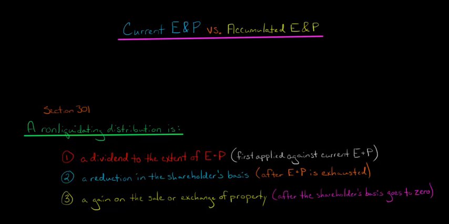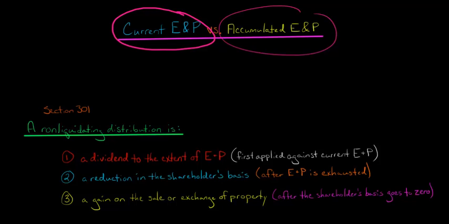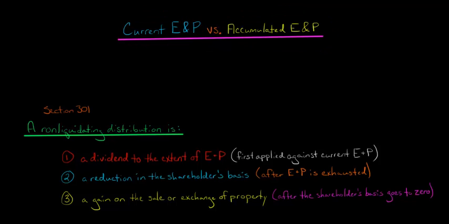In this video, we're going to talk about the distinction between current EMP and accumulated EMP. If you remember, under Section 301 of the U.S. Tax Code, when a corporation makes a non-liquidating distribution that qualifies as a dividend, it's first going to be considered a dividend to the extent of any earnings and profits, and that's first going to be applied against current EMP, and thereafter it's going to be applied against accumulated EMP.